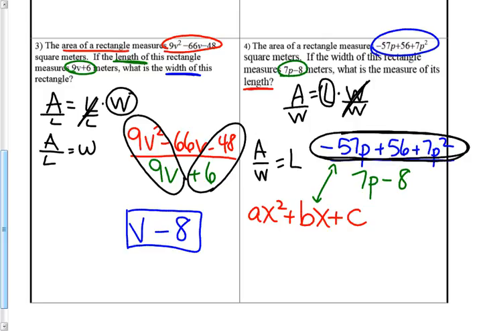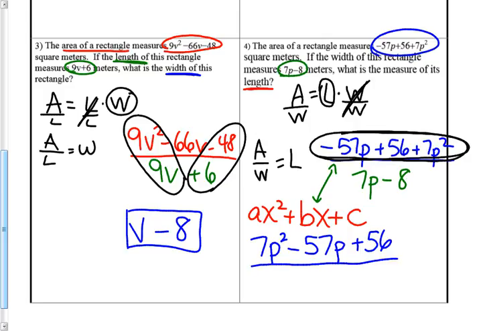So I want to rewrite this with my squared term written first. My squared term is 7p squared, and it's a positive, so I want to make sure I keep it positive. My middle term, the linear term, is the one with just a single variable. So the linear term is actually negative 57p, because that has just a single variable p. And then my constant is the number without any variables attached to it, so that's going to be 56 here. Okay, so now I've rewritten that numerator.